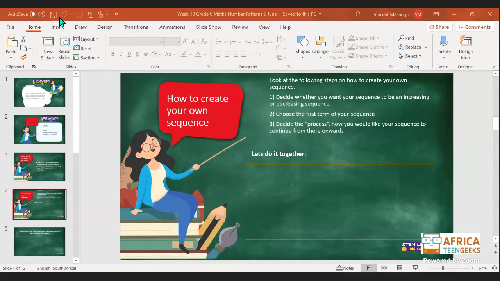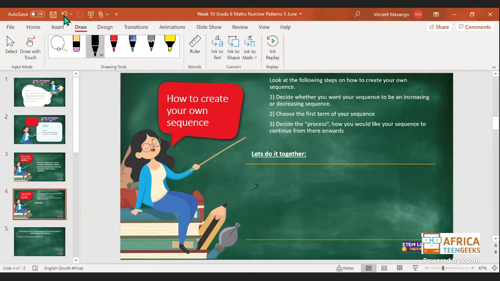Right. So the first one that I saw was a 5. Okay, so I'm going to put that here. Let's get my pen quickly. Cool. Hold on. Right, I'm going to put that here. Right, so we've got a 5. And I want to know, what is the process that's going to take place here? How do we want this sequence to continue from here onwards?